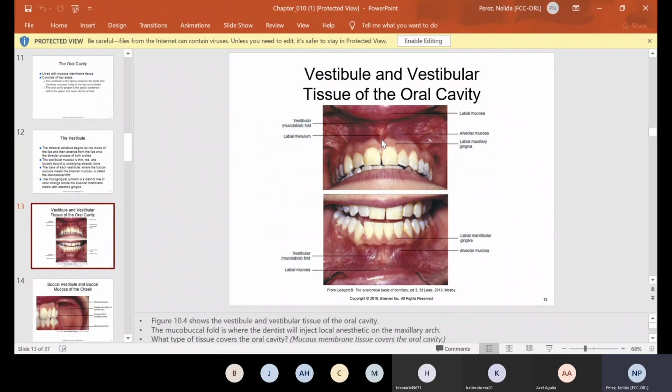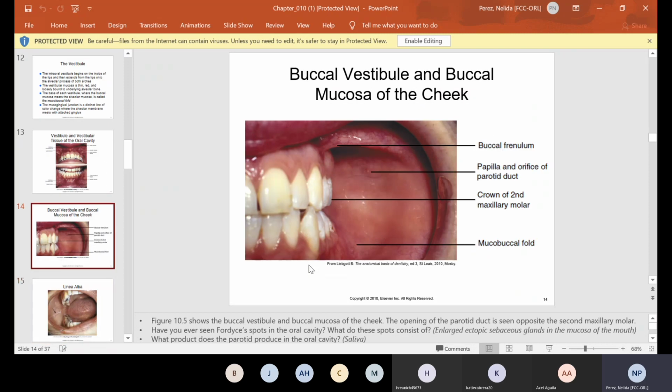This is the frenum. If you put your tongue up to the front of your teeth on the maxillary, you're going to feel a tag of skin there. That is your labial frenulum or frenum. Some people have really pronounced ones and some have a light one. It all depends. Everybody's a little bit different. And then here on the bottom, here's your buccal vestibule. Again, these are the surfaces closest to the cheek.